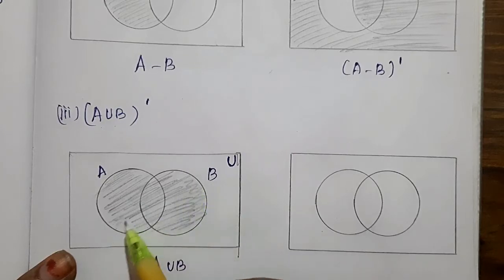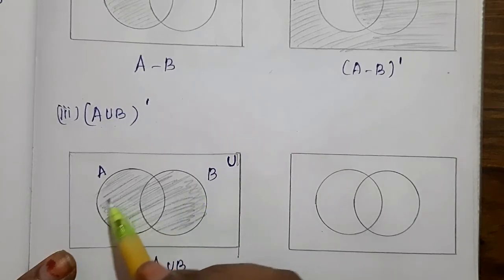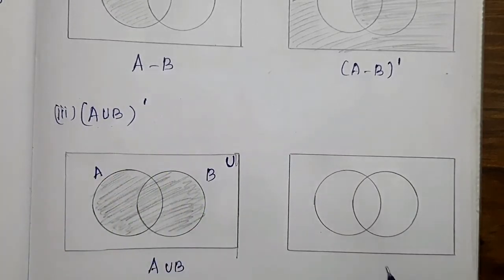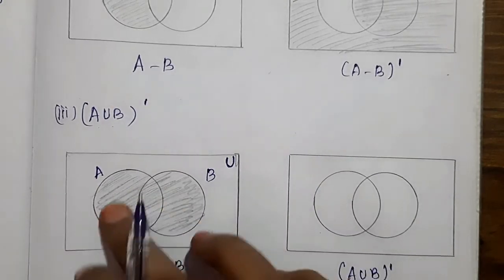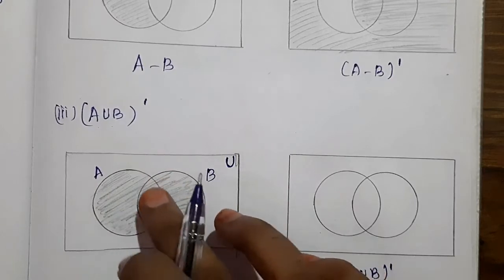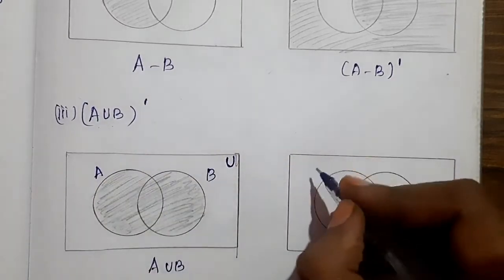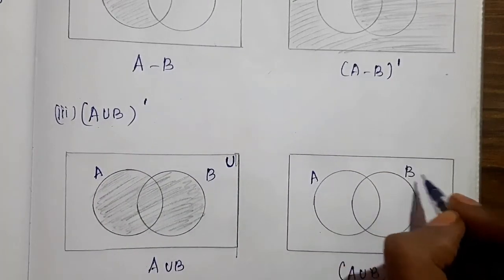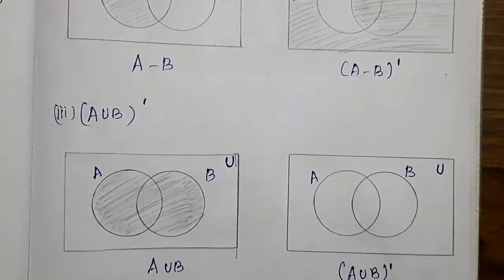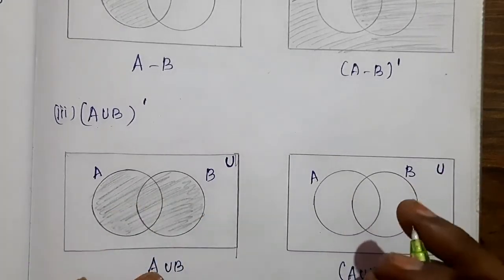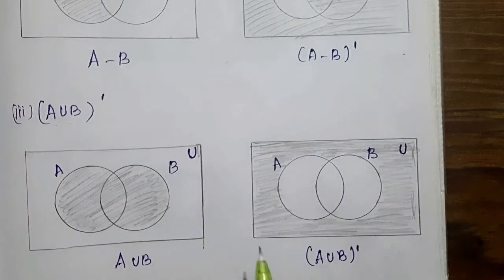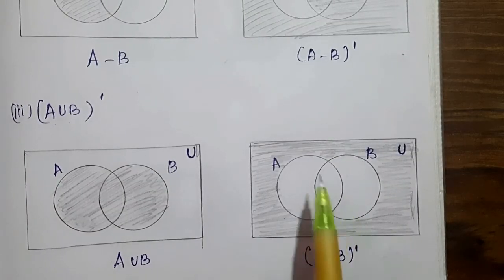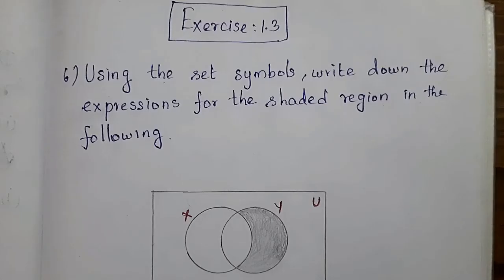Okay. So next one, complement of A union B. Complement means strictly opposite, so we should not shade this one. Remaining all the parts we can shade. It is A, B, U. You should not shade this part. Remaining all the parts you can shade. So this is A union B the whole complement answer.